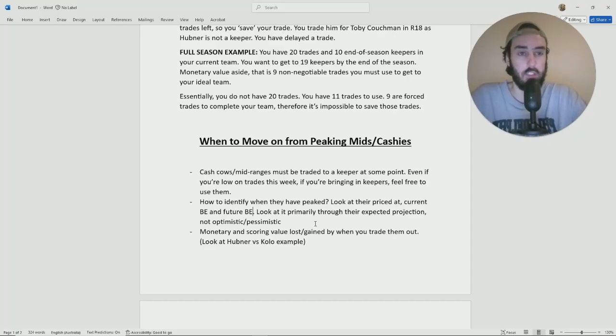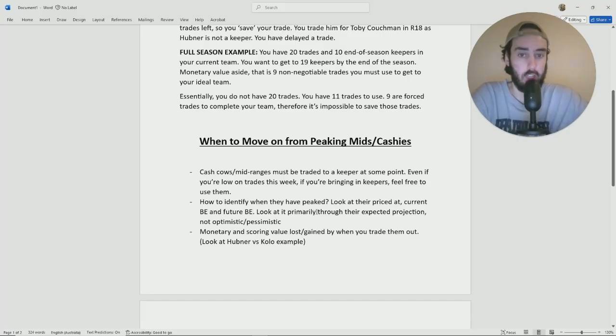Obviously, you can have false break-evens for this round. I talked about it a few weeks ago with Kalen Ponga. His break-even was like 75 or something. But even if he scored a 50, he was going to have like a 40 break-even the week after. So he was clearly underpriced where he was. Maybe not clearly because he kept scoring 20s, but based on his reasonable projection, he was underpriced even though he was carrying a 70 break-even. So those are the 3 metrics that I use to identify, especially for mid-ranges and cash cows.